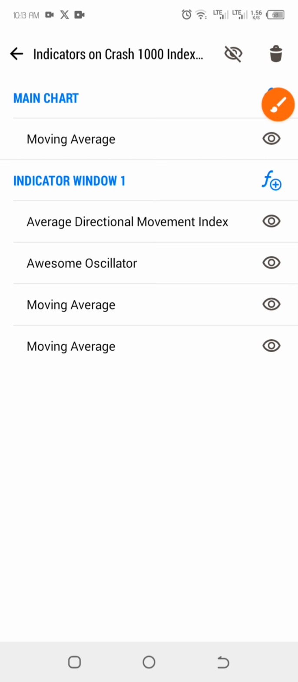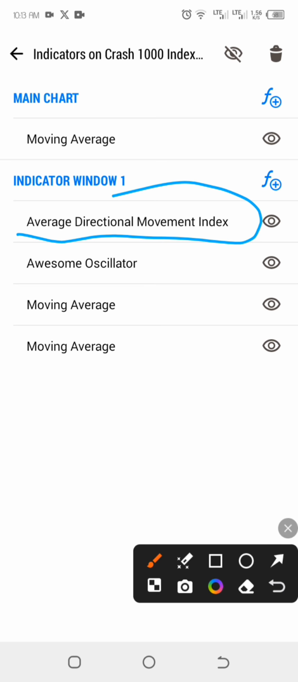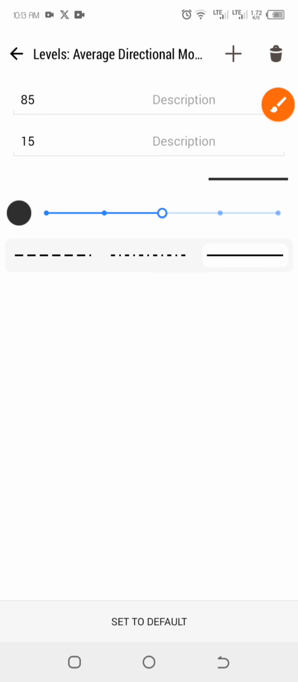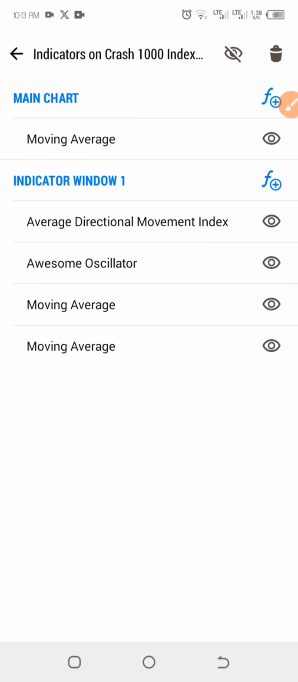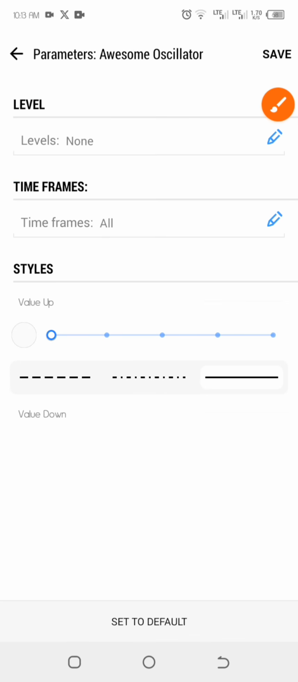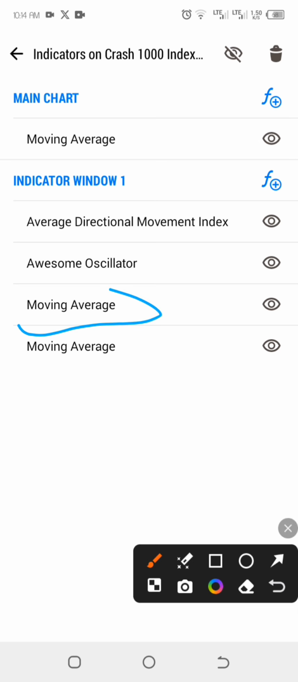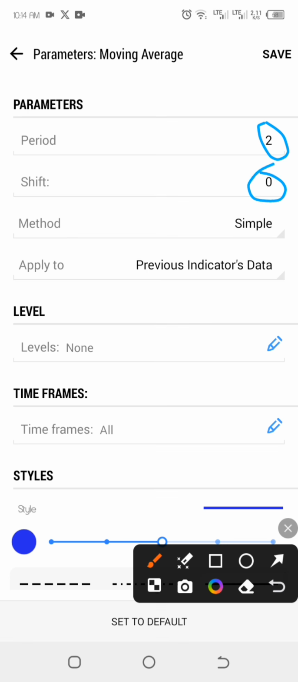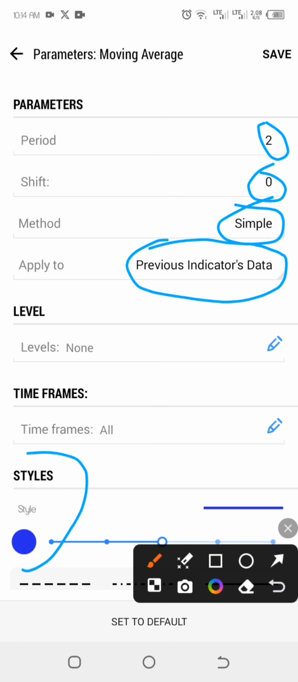For the ADX, click on this F icon right here. For the ADX, we don't need the parameters, but what we need is the levels. The 15 and the 12 levels, go back and click on save. Now for this oscillator, click on this F icon right here. You don't need anything from the oscillator, just make sure you set the volume down and up as your background color. Go back, and then for the moving average, click on this F icon. Now the moving average, the period is 2, shift is 0, method is simple, apply to previous indicator's data. That is why we need the oscillator, and click on save.